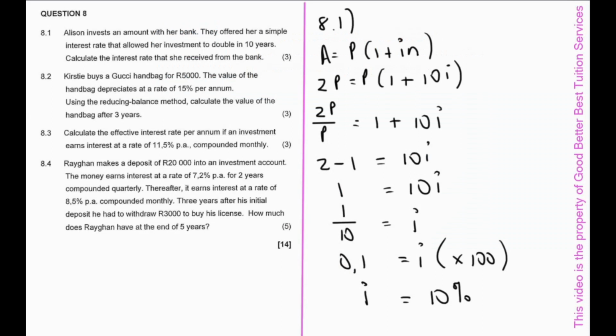Hi there everyone, I hope that you are well. Today we are going to be working through some financial maths. This is an exam type question. And before we begin, I'd like to thank South Peninsula High School for allowing us to use their question papers.